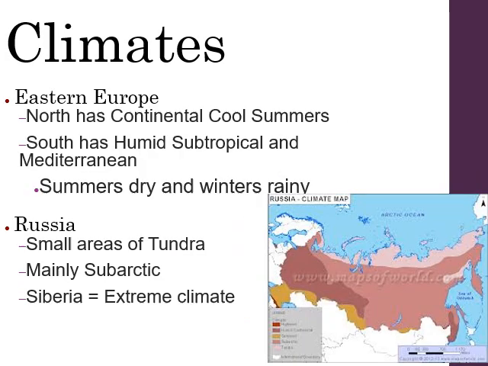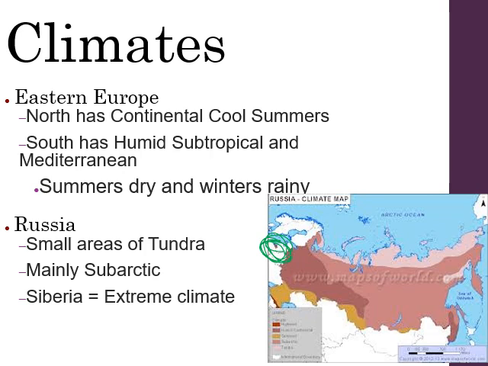Now to look at the climates. In Eastern Europe, there are 2 kind of different sets of climates. In the north, they have continental cool summers, kind of like Minnesota, in the countries of Estonia, Latvia, Lithuania, Poland, in that kind of northern part. If we look at it on this map, it's over here in the left corner. That's kind of the area that has the same kind of weather as we do, or maybe southern Canada, maybe a little colder than Minnesota.